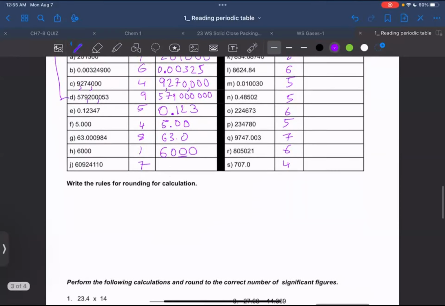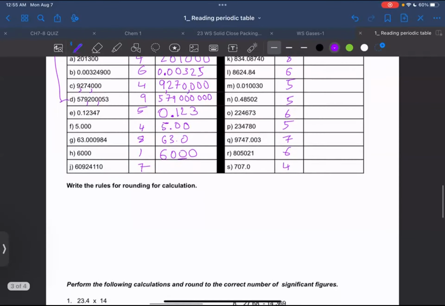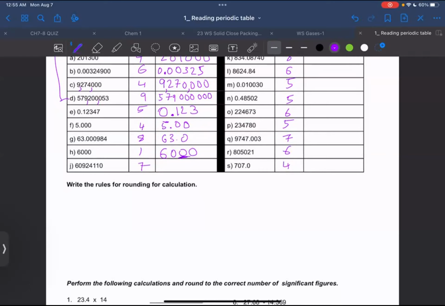Right, this one's kind of hard. You can just underline this, or you can write it in this notation, 6.00 times 10 to the 3. Either one's fine.